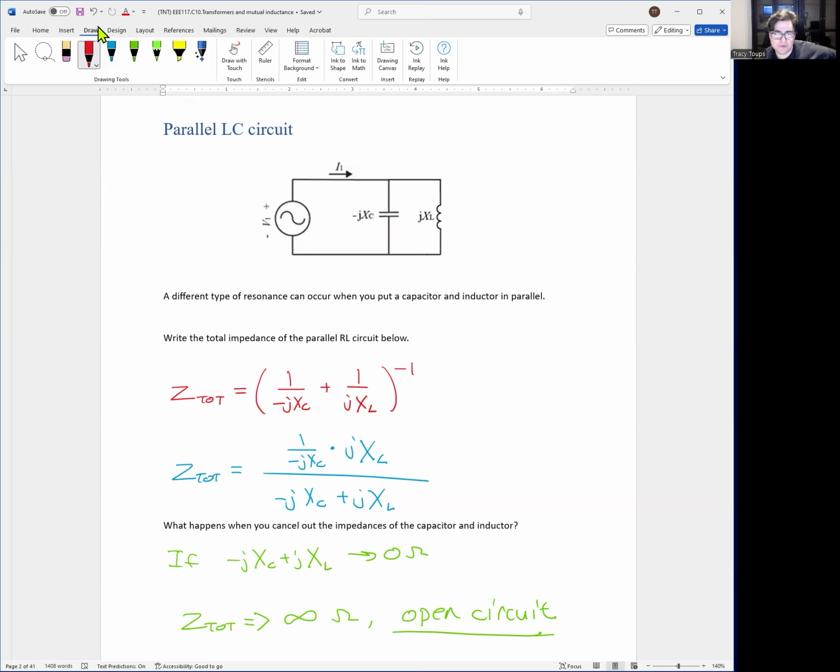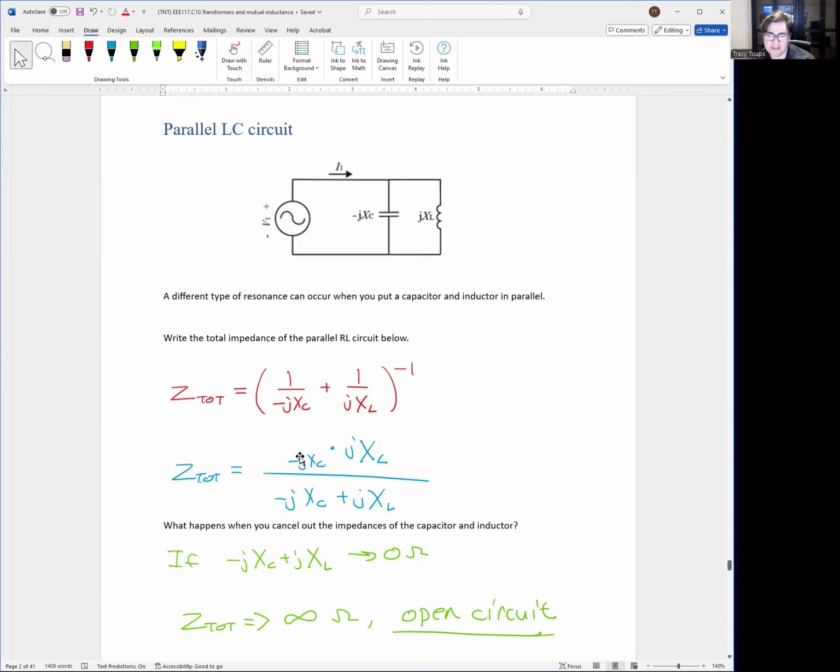I'm sorry, quick mistake. Technically, this should be negative j. Yeah, it's fine, we could just keep going. If it's a small mistake, who cares, right? But it's bothering me, so it should be negative jXC times jXL. I just put in 1 divided by accident. My apologies. Okay, so now this is correct.